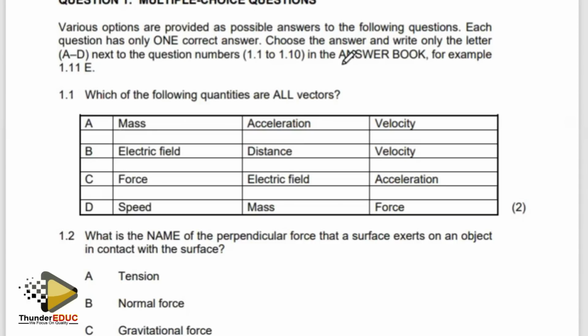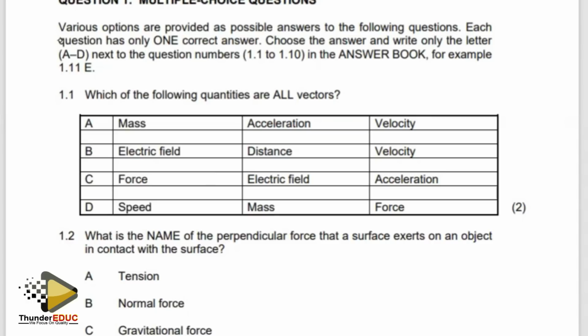If I look at the first question, they're telling us that various options are provided as possible answers to the following questions. Each question has only 1 correct answer. Choose the answer and write only the letter. We do not need to write the answer next to the number. If it's A, B, C or D, just write the letter. Don't say 1.1 is mass, acceleration and velocity. No. So with question 1, they're asking which of the following quantities are vectors?